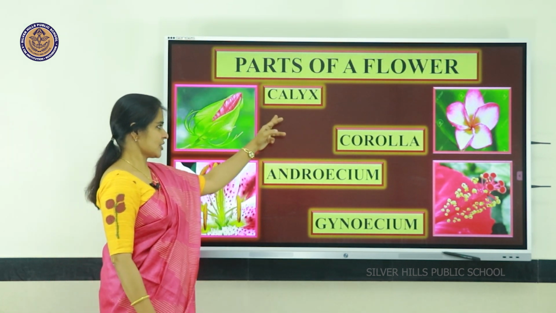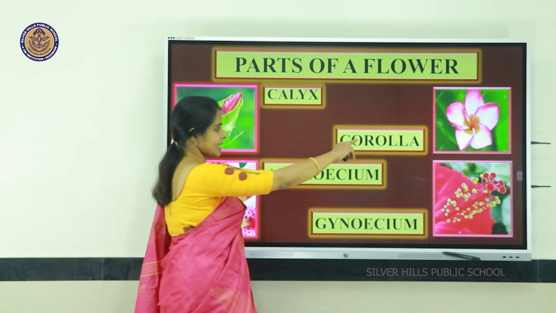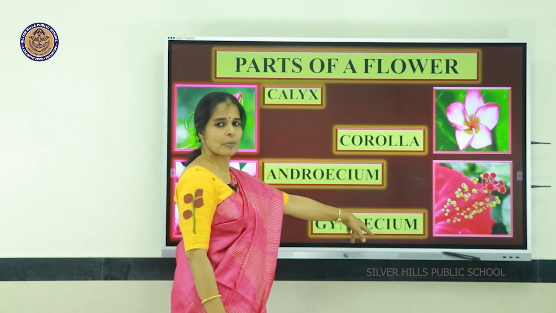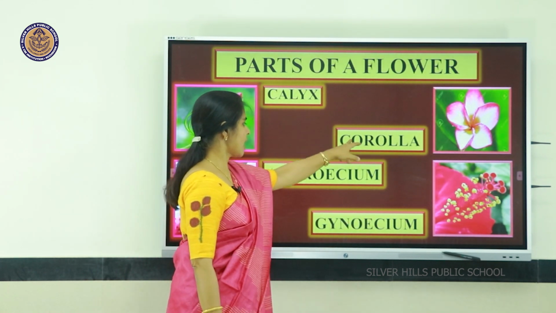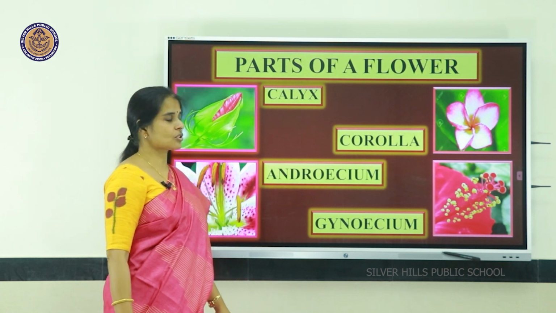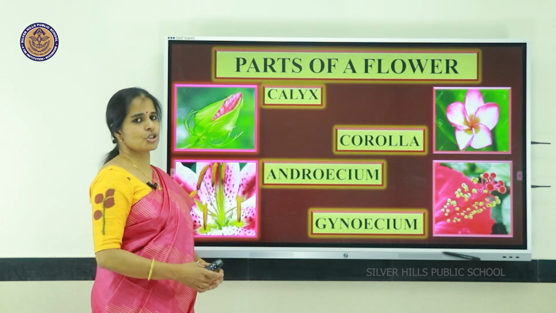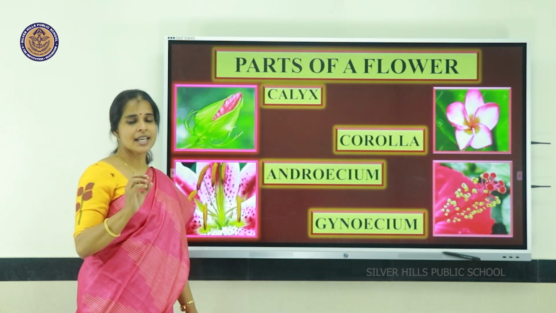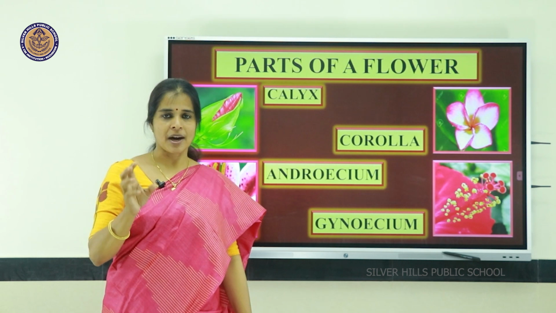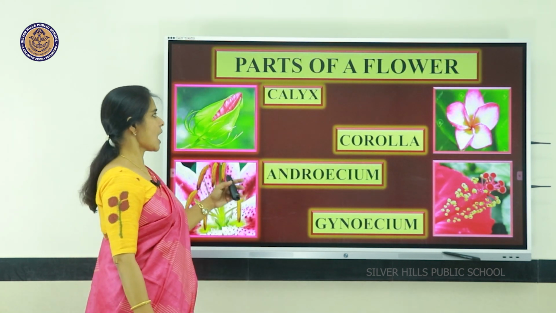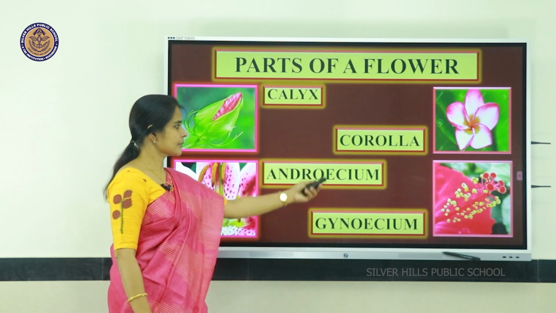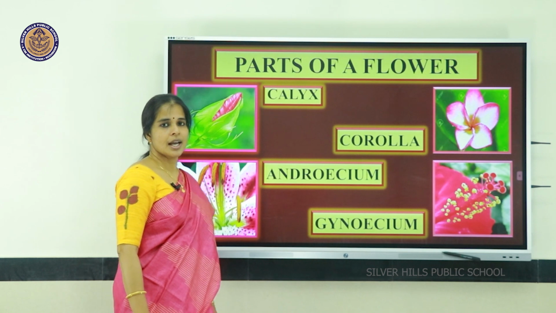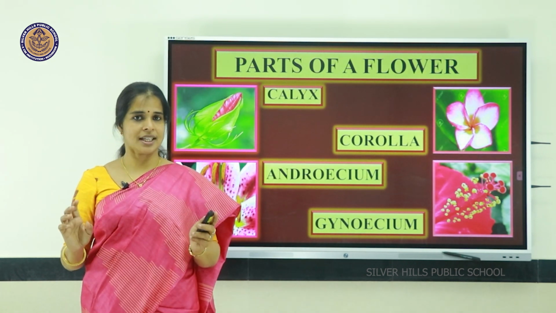What are they? First, calyx. Second, corolla. The third part is androecium. And the fourth part is gynoecium. These are the 4 important parts of a flower. So, a flower should have 4 important parts, which we generally call floral parts. These floral parts are mainly calyx, corolla, androecium, gynoecium. Each part we have to study in detail.